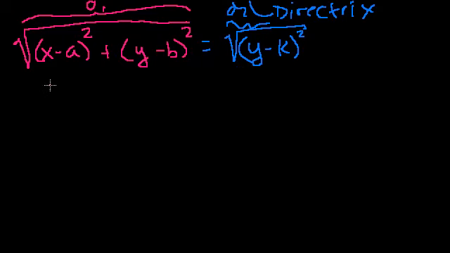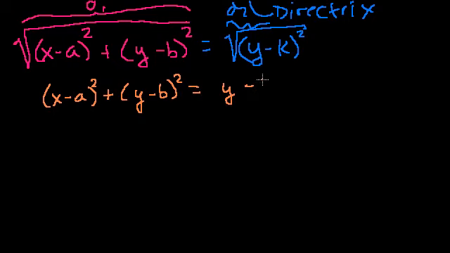So we get x minus a squared plus y minus b squared is equal to, squaring the other side, y minus k squared. And right now, at least, it looks like there's going to be some y squared terms, and there's definitely an x squared term. That doesn't seem like it's a parabola right now, but let's keep going forward.